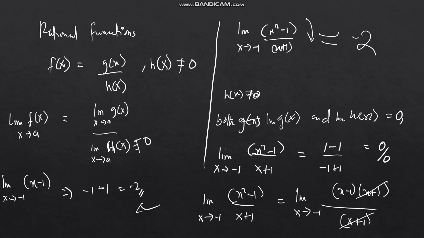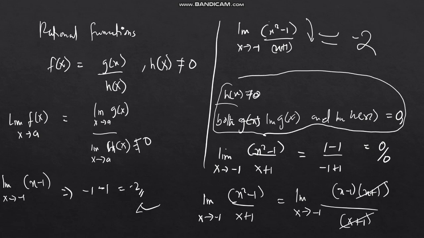You need to take this part of the lecture very seriously when you are evaluating a rational function. If the limit of h of x is equal to 0, then you should scrutinize the situation carefully, because probably there is a factor between the denominator and the numerator which you can cancel out. So let's look at more examples.